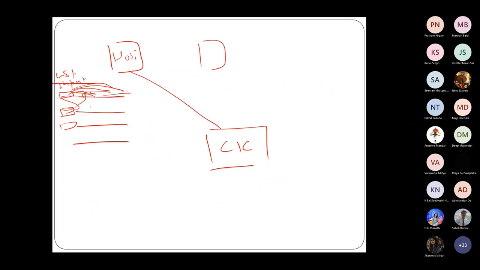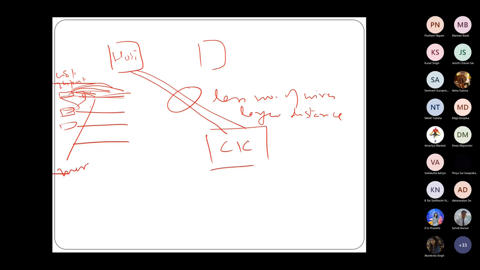Whereas if you look at the hostel connection to CIC, I'll probably have a couple of connections. So less number of wires, but larger distance. What is large? I will talk about it. This is more number of wires, smaller distance. The next question is, what is the data that each of these wires are carrying?